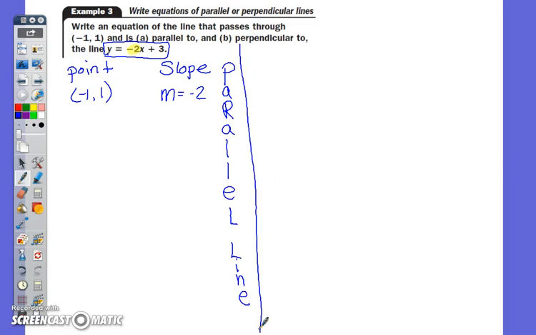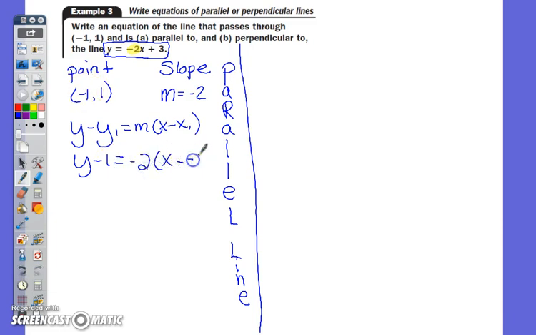Okay, so you simply say y minus y sub 1 equals m times x minus x sub 1, right? So y, here's my y sub 1, minus 1 equals m. Oh, we know what our m is. What's our m? Our m is negative 2 times x minus x sub 1 is negative 1. Again, when you have two negatives side by side, remember, they turn into a positive.